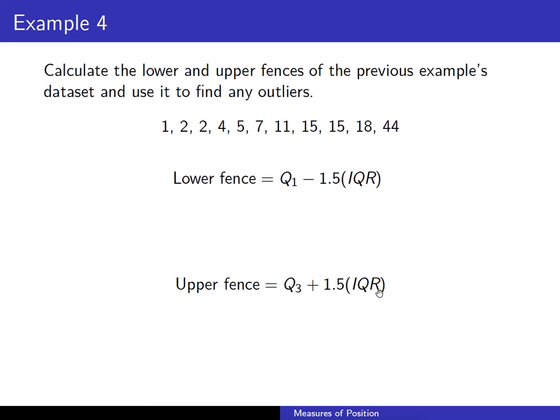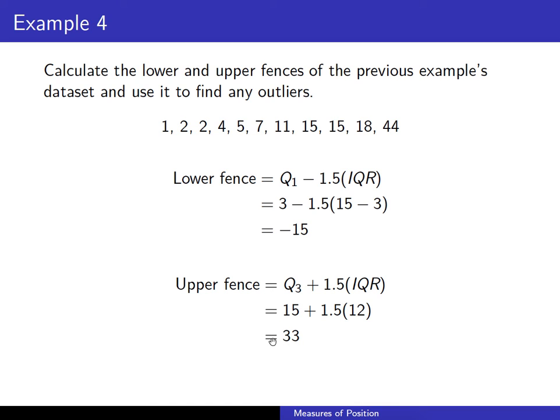Well, we already found these values in the previous example. Our lower quartile is 3, and our interquartile range, Q3 minus Q1, is going to be 15 minus 3, which is 12. So we could type everything in as we see it to get our lower fence, and then type everything in as well for our upper fence. Notice our upper fence is 15 plus 1.5 times that interquartile range of 12. So this 12 is the 15 minus 3, which is our third quartile minus our first. And so our lower fence is negative 15 and our upper fence is 33.